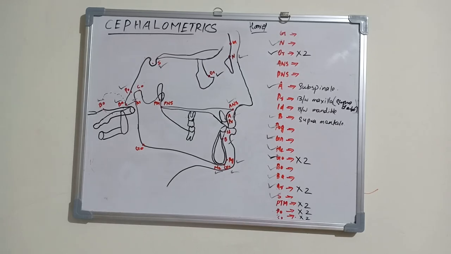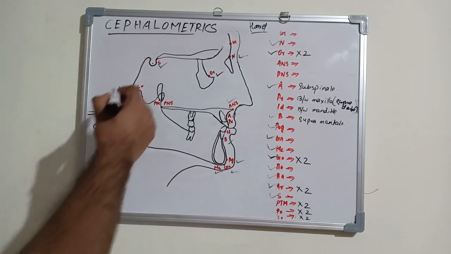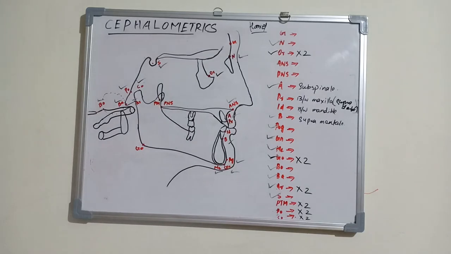Next we have condylion. Condylion is the superior point on the head of the condyle, and it is also bilaterally present.